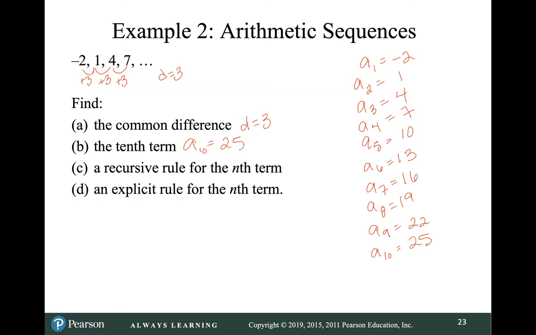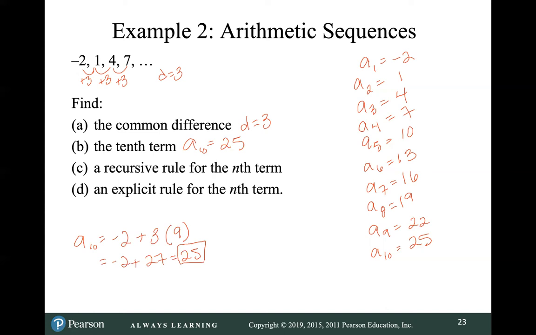If I was finding the 17th term, the 20th term, the 100th term, I don't want to have to make that whole list. So the other way we can find that is by saying to find A10, I started at -2, and I'm adding my common difference, which is 3, but to find the 10th term, I add it 9 times. -2 plus 3 times 9 is 27, is 25. Much easier to do that if you know the explicit rule. So let's actually find the explicit rule next.